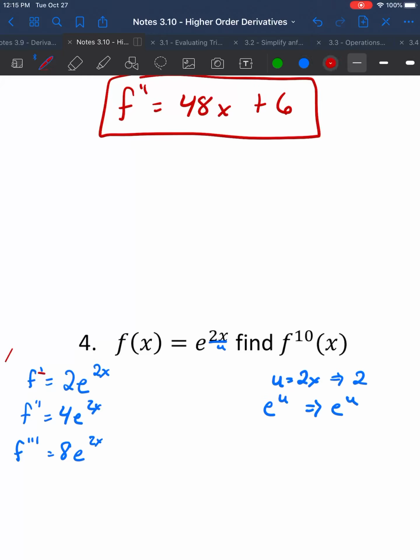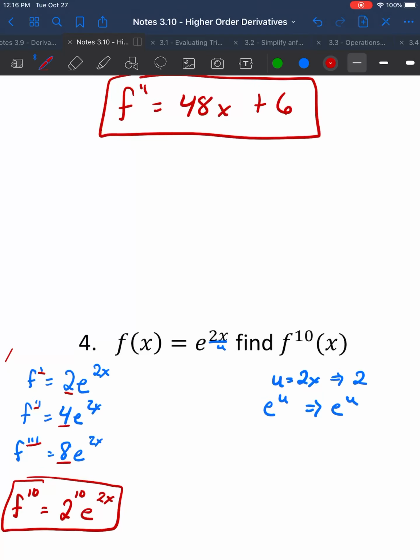Notice the pattern. First derivative, I have 1 two. Second derivative, I have 2 twos. Third, 3 twos. So the 10th derivative would be 2 to the 10th power times e to the 2x.